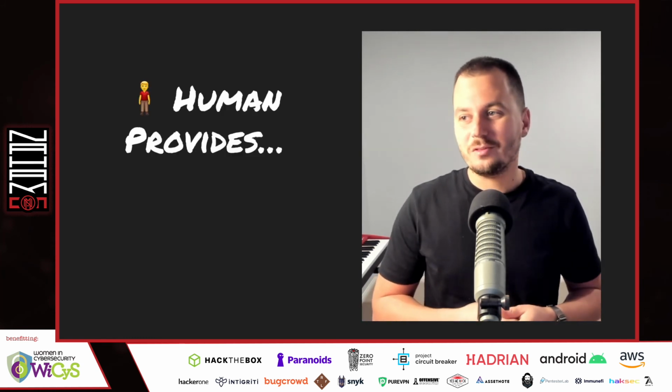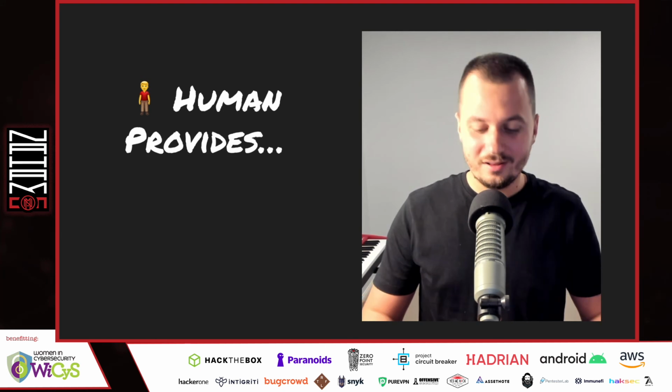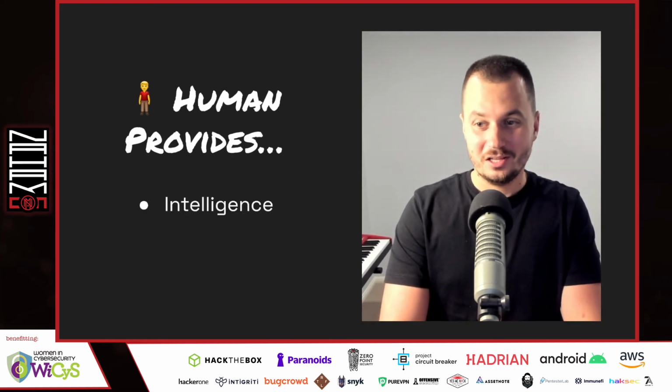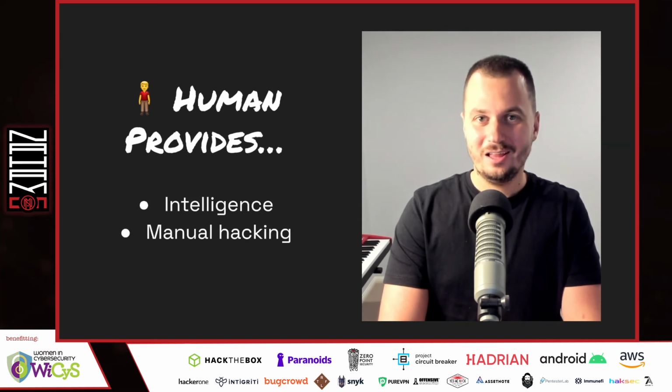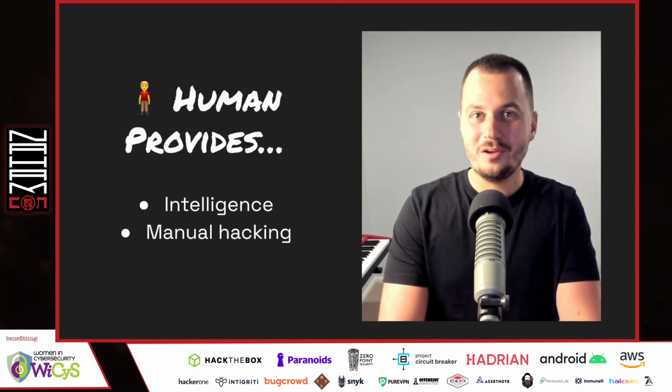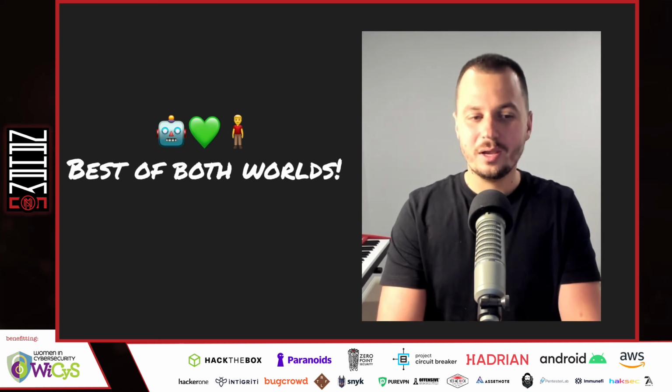And so we've talked about all the things that automation provides. So what does the human provide? Well, the human provides intelligence and manual hacking. So that's basically it. When we marry these two things, the automation with the human, we get the best of both worlds. And that's what we're after.